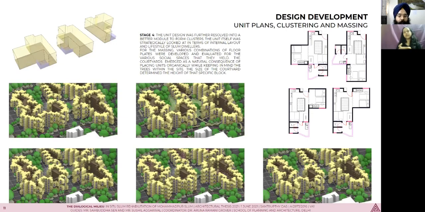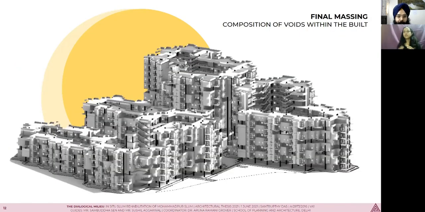And then with multiple floor plate options, I stacked them one above the other in different ways and looked at the various configurations possible in massing. And I stopped at the point where I felt that, yes, this has a good combination of open and built spaces. And from there, I came to my final massing, which was, according to me, a good composition of voids within the built.